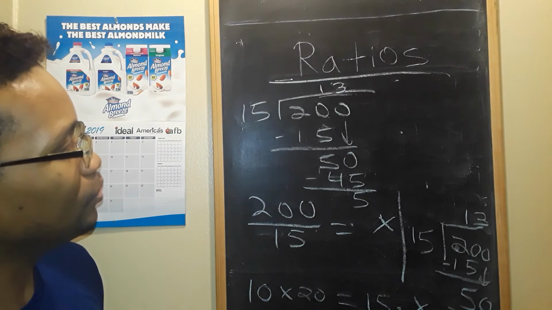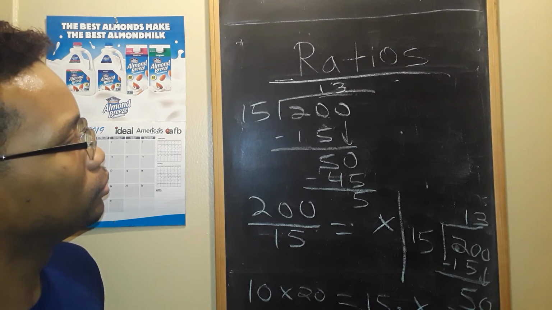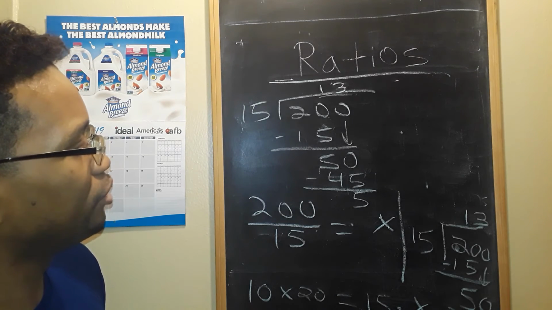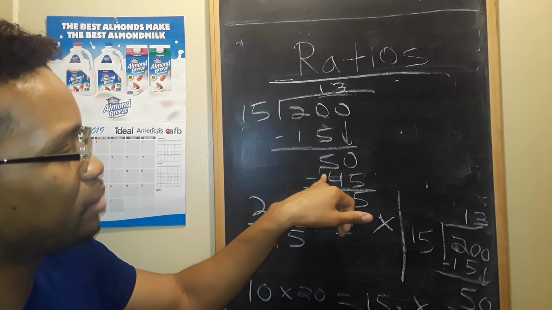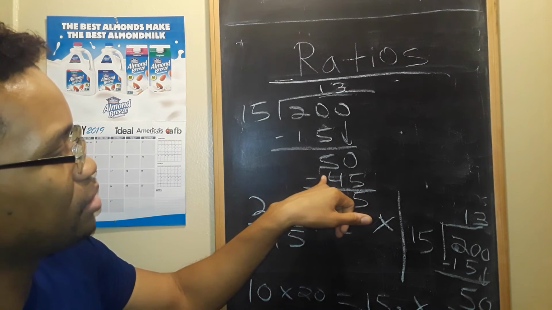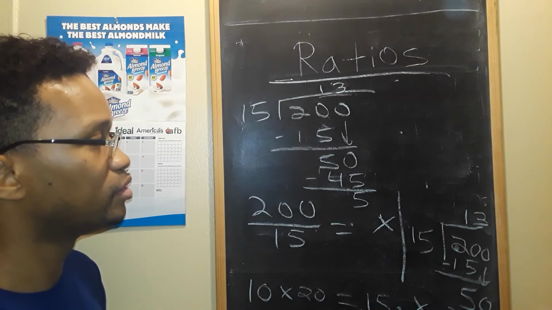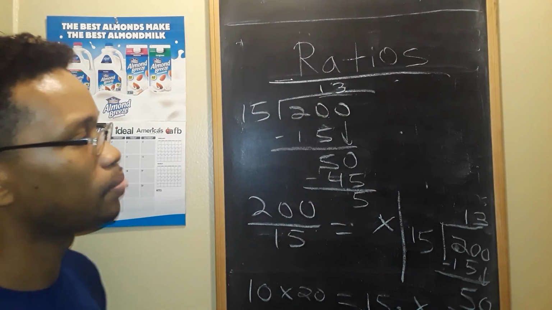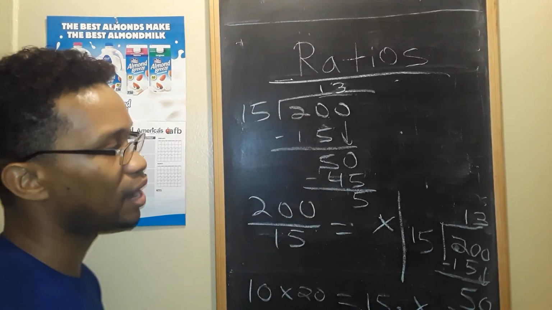So then, after you do that, you have to find a number that's closer. What times 15 gives you 50? Closer to 50. So 15 times 3 is 45. So 50 minus 45 is 5.